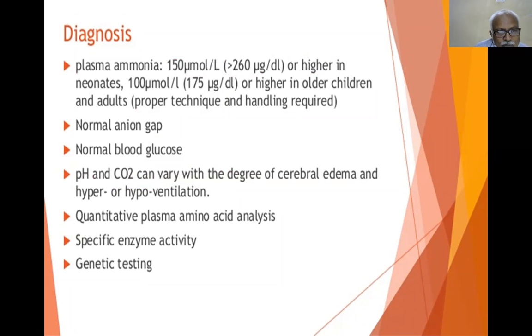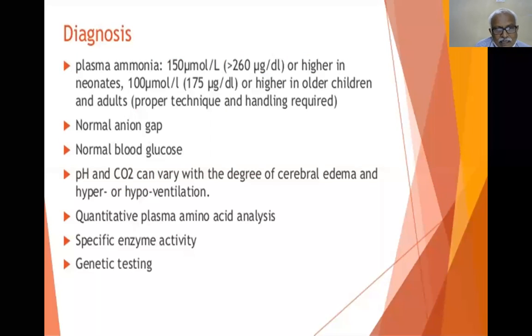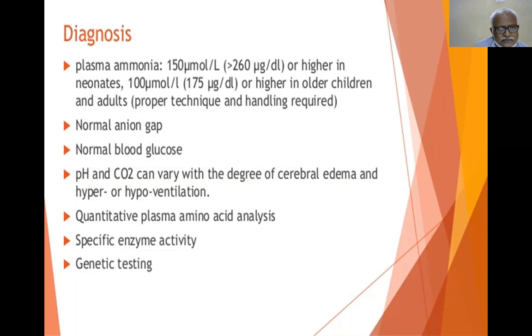Normal anion gap will be there. All of you have written very nicely about anion gap. So I think that all of you are fit to receive this knowledge. That's why I incorporated all these slides for you in this class. Normal blood glucose, pH and CO2 can vary with degrees of cerebral edema and hyper or hypoventilation.